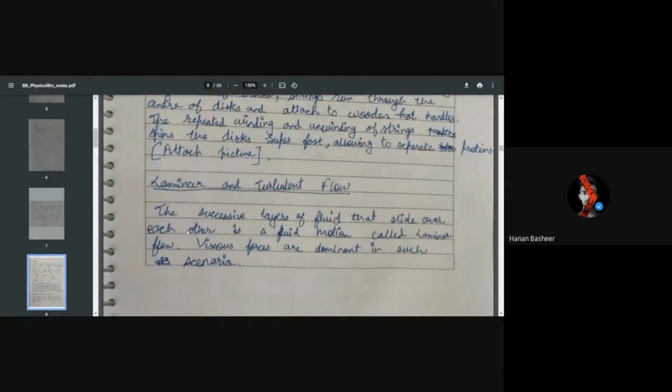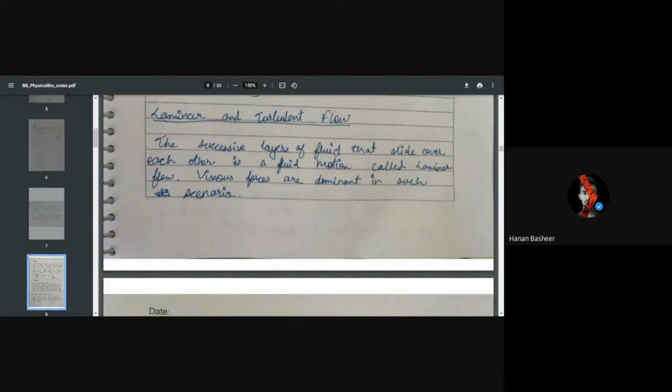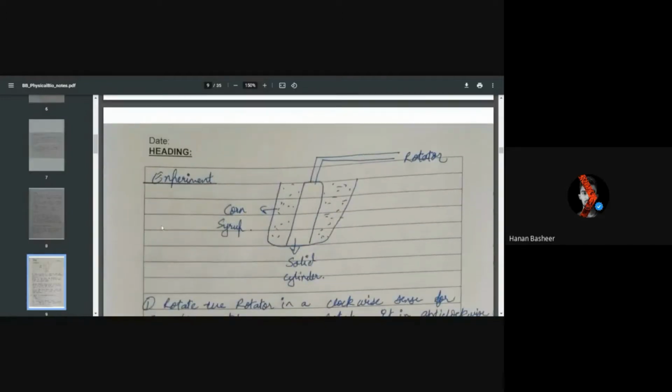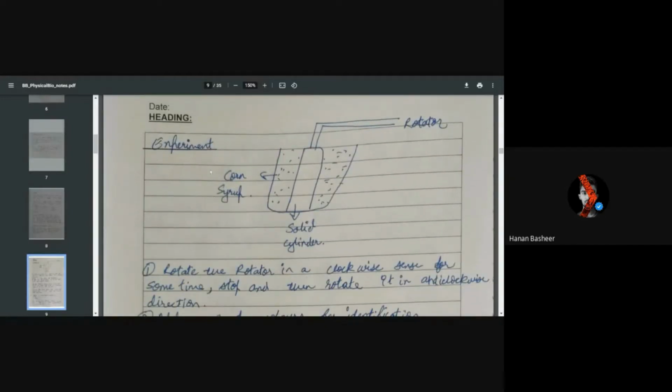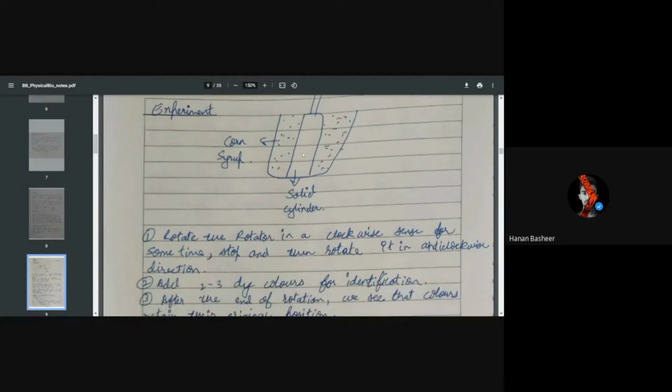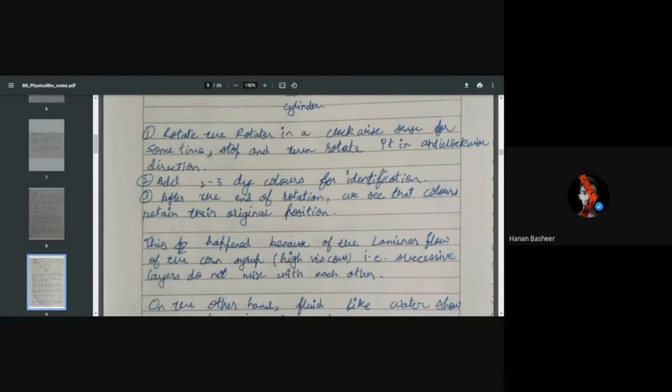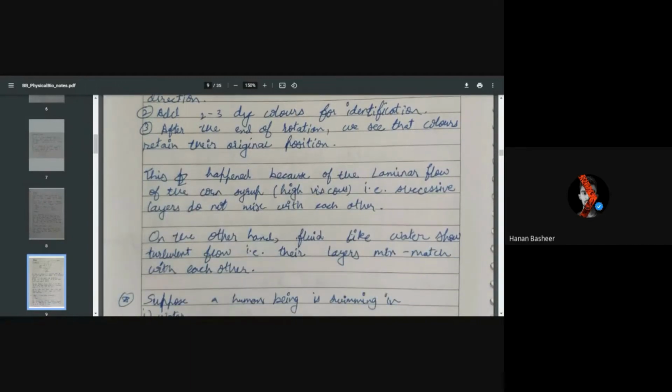Now, laminar and turbulent flow. The successive layers of fluid sliding over each other is a fluid motion called laminar, and viscous forces are dominant in such a scenario. One example where laminar flow occurs is the corn syrup case, where you put a rotor with a solid cylinder inside it, and put a few drops of food coloring and then rotate it clockwise or anti-clockwise. After that, if you rotate it back to the same spot, we see that the food coloring does not mix. Instead, it stays in its drop form only. So this is all because of the laminar flow within the corn syrup.